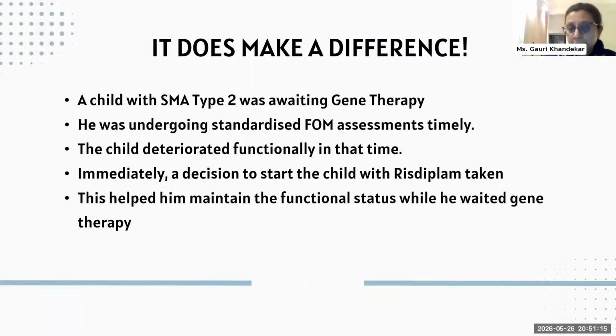So this is just an example. One child with SMA type 2 was awaiting gene therapy. We did the functional outcome measures, and we saw that he was deteriorating in functional status. Immediately the decision was taken by the neuromuscular expert to start on the risdiplam plan, and the functional status was maintained.